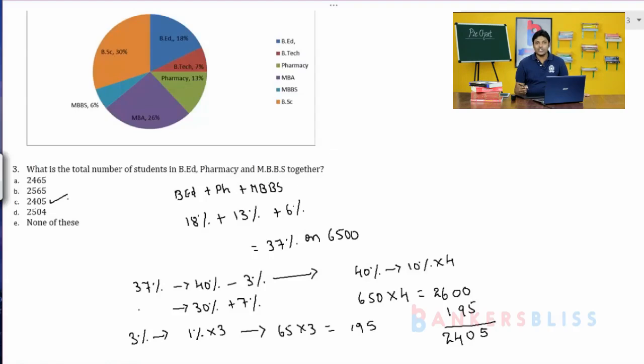Very simple thing, you have to calculate the 37%. How? 40% minus 3%. 40% is 10% into 4, so 650 into 4, 2600. Next, 3% you have to calculate and subtract. 1% into 3, that is 65 into 3, 195. After subtracting you are going to get 2405. So, option C is the right answer for problem number 3. Okay, let us go to the next problem, problem number 4.